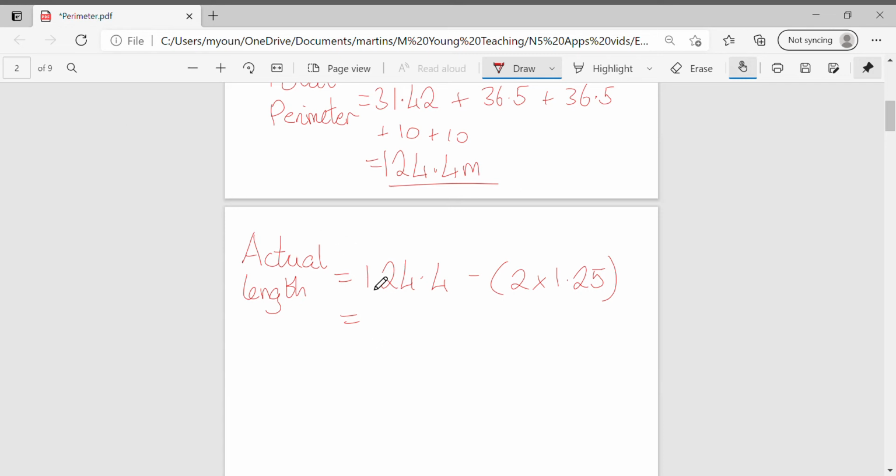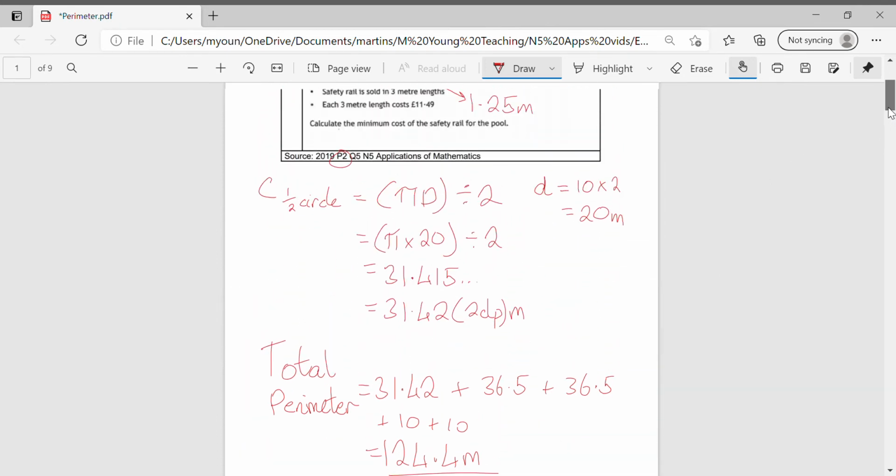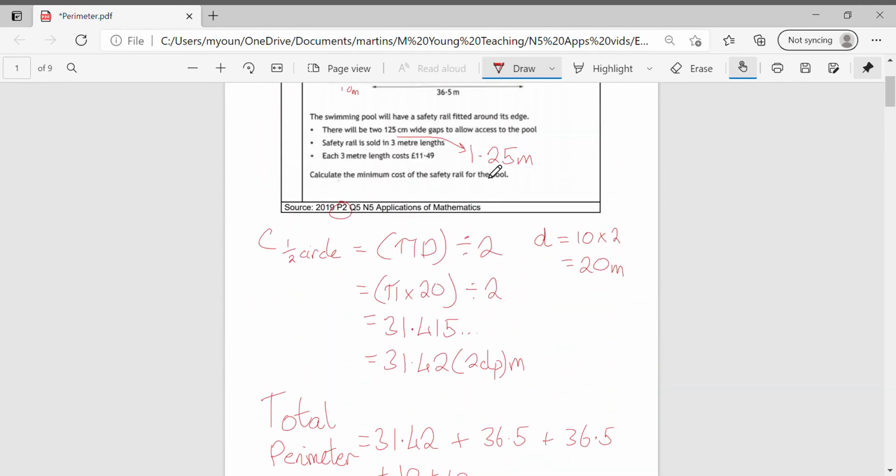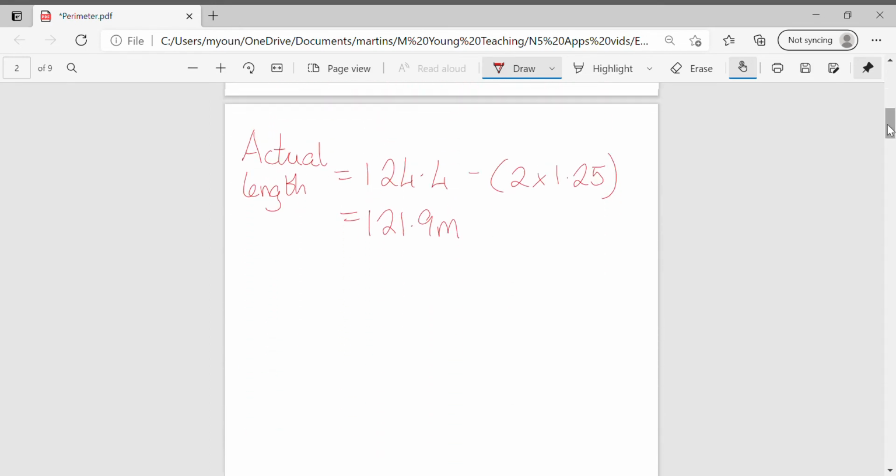Okay, so that's going to be 1 to 1.9 meters. And what I'm going to now do is work out how many bits I'm going to need, because it's sold in 3 meter lengths. So let me work out how many 3 meters worth I'm going to need. I can do that by dividing by 3.